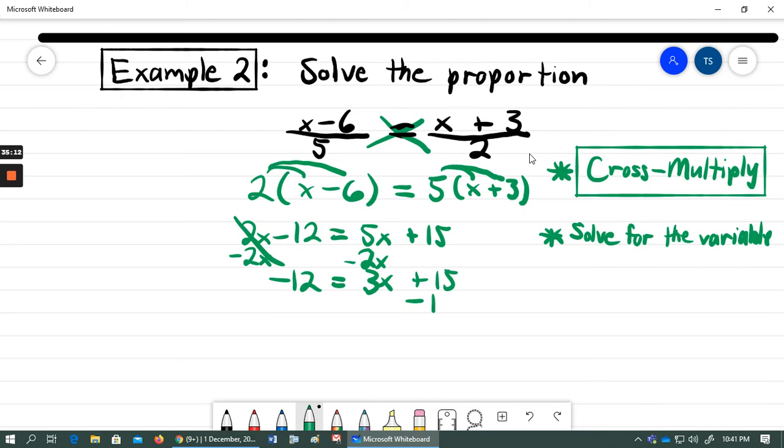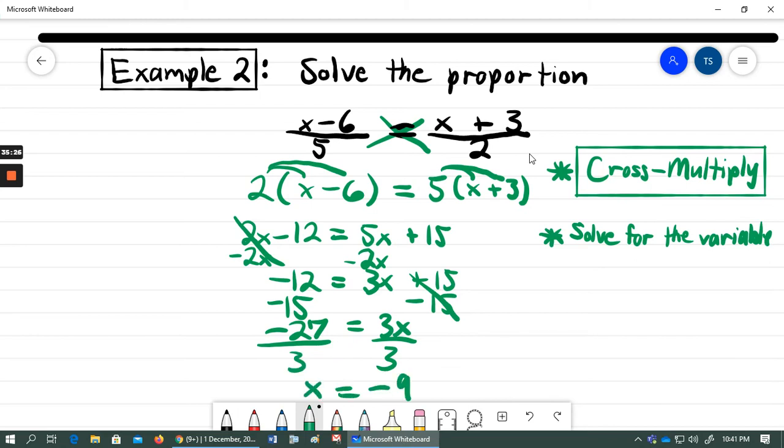Okay, get all our constant terms on one side. Subtract 15. That gives us negative 27. So negative 27 equals 3x. Divide by 3 on both sides, and we get that x has to be negative 9. Awesome. Wonderful. Brilliant. Okay, we got that one there.